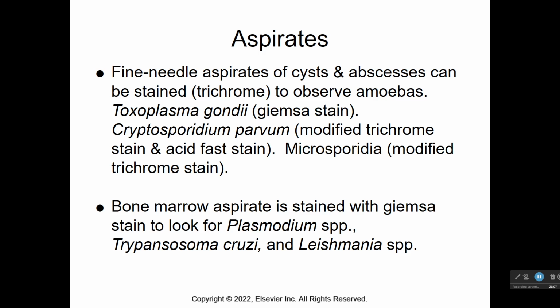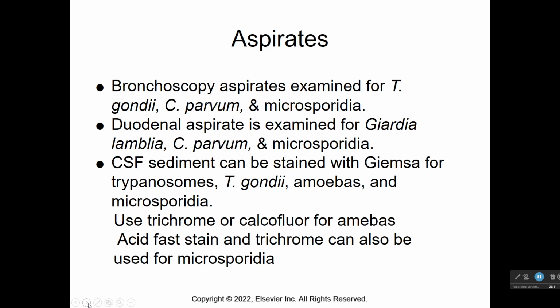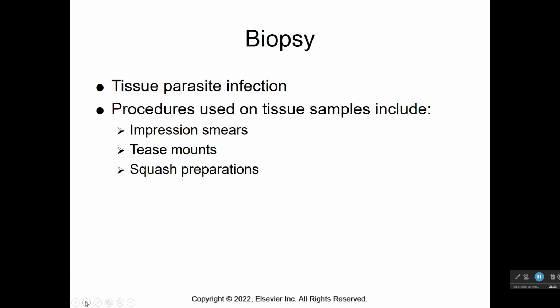And we can stain bone marrow aspirates to look for different organisms. We can take those bronchial specimens. Those are listed here: duodenal aspirates, spinal fluid. There's several stains that can be used, and we'll talk about some of these different organisms as we go through those. Biopsy. Sometimes we have to get a tissue sample.